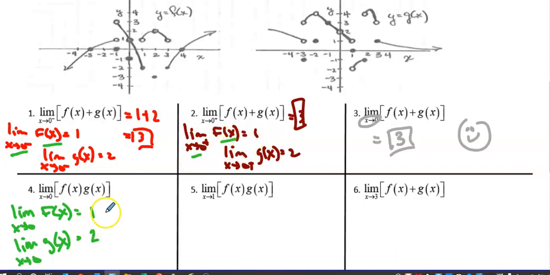So we knew this was already 1 without even looking at the graphs. So this overall limit right here is going to be 1 times 2, which is going to be equal to 2. Okay, so those are the very straightforward questions. Those are the ones that do not require too much thought. So let's get into something a little bit more interesting.